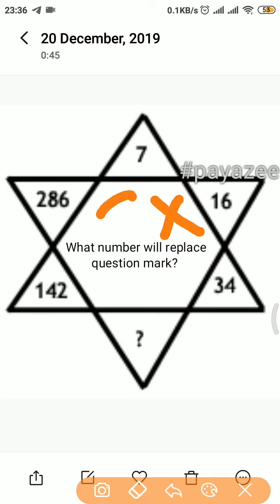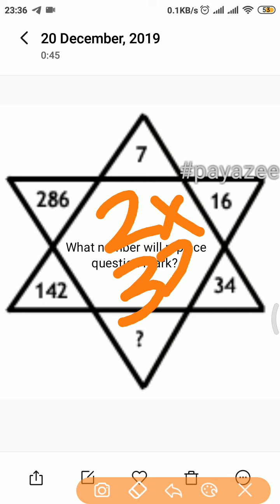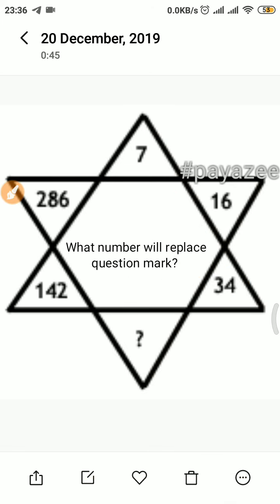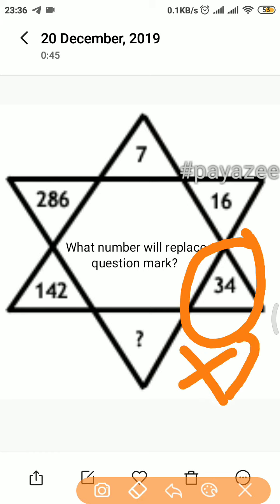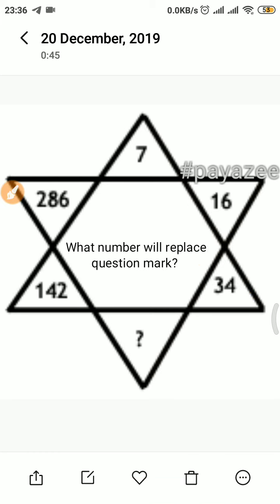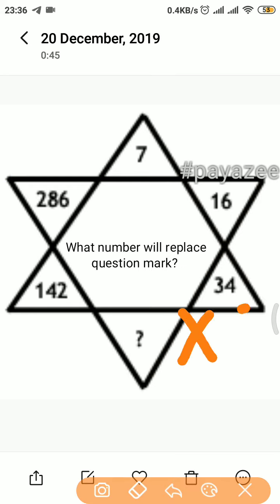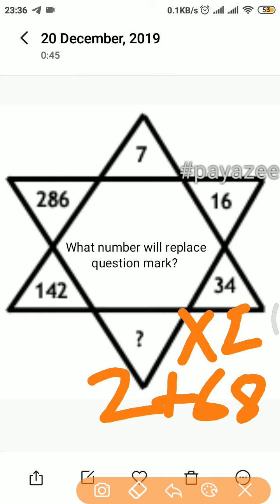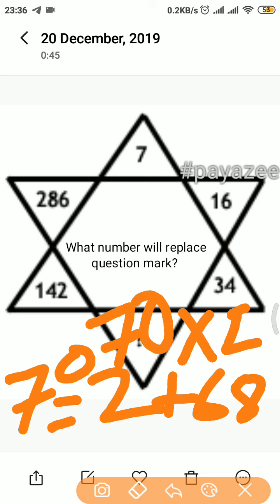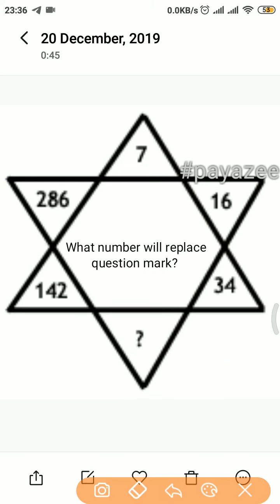16 into 2 is 32, plus 2 is 34. Okay, so the next one is 34 into 2, which is 68. So 34 into 2 is 68, plus 2 is equal to 70. So 70 comes in place of the question mark. So 70 can be our answer.